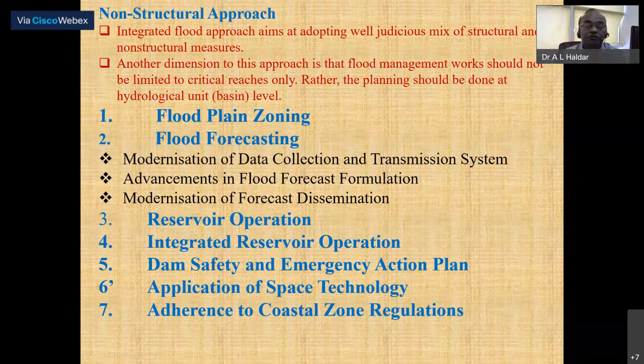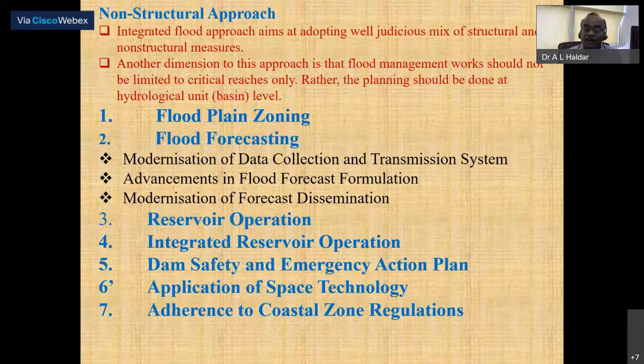Similar other points are there, but it's a time positive. And certain non-structural approaches, which India is highlighting, because you cannot stop the rainfall, what is happening. But this non-structural approach can minimize the flood. That is flood plain zoning you should do, flood forecasting should be done, and this forecasting should be transmitted in time. And this reservoir operation you should maintain, integrated reservoir operation.